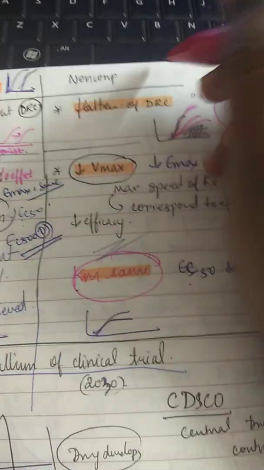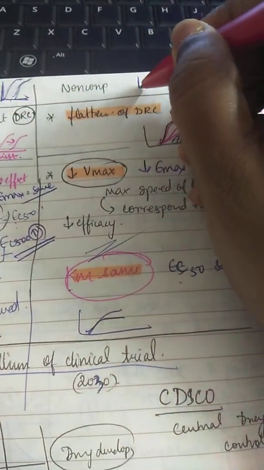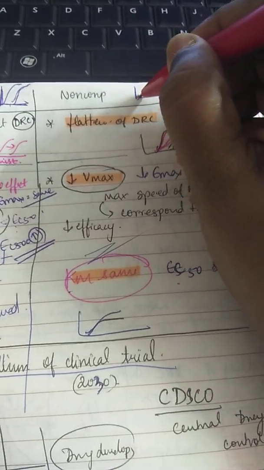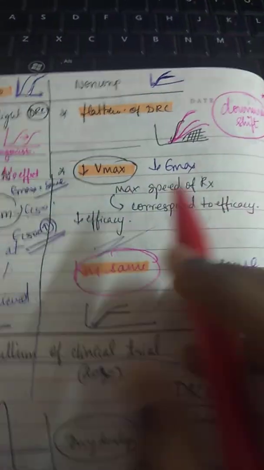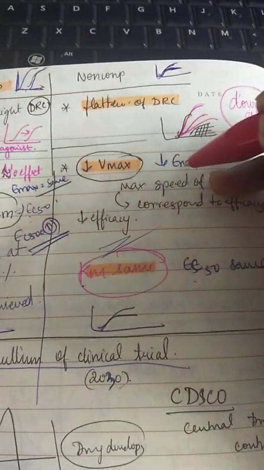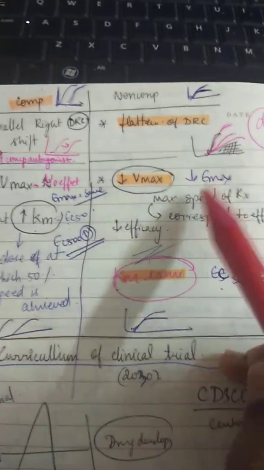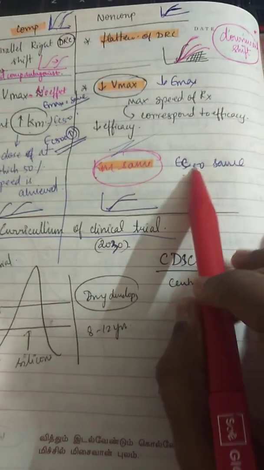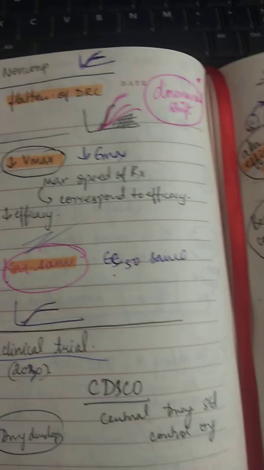In non-competitive antagonism, I told you, an allosteric conformational change is seen. So Emax will be reduced and EC50 will be the same. Emax is equal to Vmax, so the efficacy of the drug will be reduced but the Km will be the same, that is our EC50. The 50% at which the drug produces the biological effect will be the same.